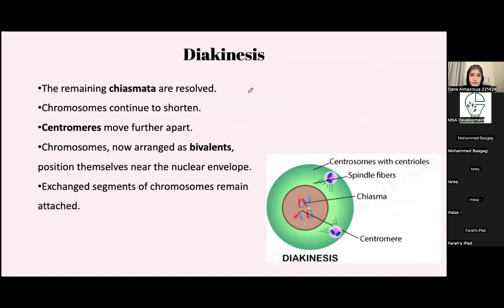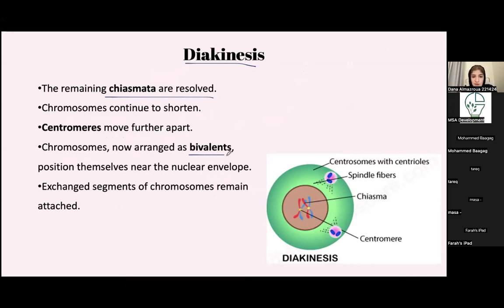Okay, perfect. Now we're going to move to the last stage of prophase, which is called diakinesis. The remaining chiasmata are resolved, and chromosomes continue to shorten. Everything that's happening here is just preparing for the upcoming stage, which is the metaphase. The chiasmata are resolved, since we've already had the crossing over, and the chromosomes continue to shorten because they continue to condense. Centromeres move further apart, which allows the chromosomes to divide, which will happen later on.